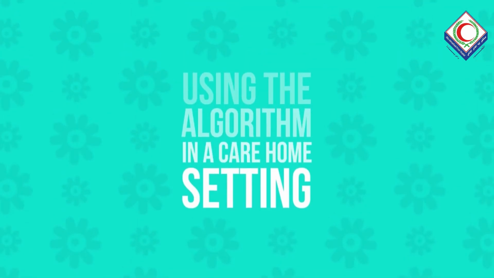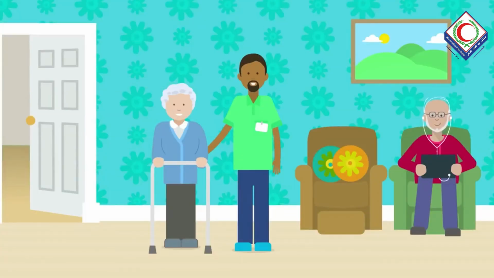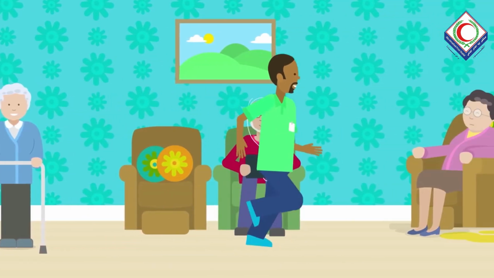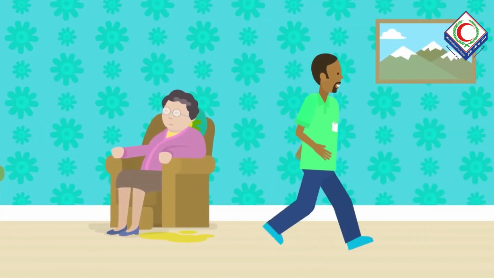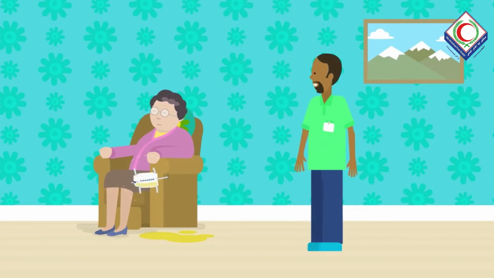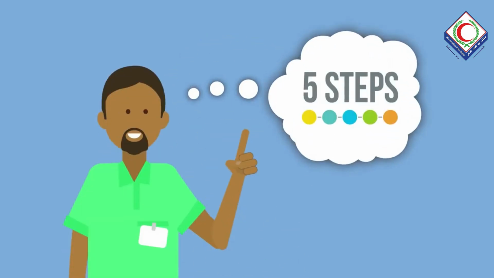Using the algorithm in a care home setting. Hardeep is a care worker in a care home. He walks past Betty, an elderly patient who has a urinary catheter in. Hardeep notices a large spillage of urine on the floor. He investigates and notices the tap on the catheter bag has not been closed correctly, causing urine to leak from the catheter bag onto the floor. Hardeep recalls the 5 steps.